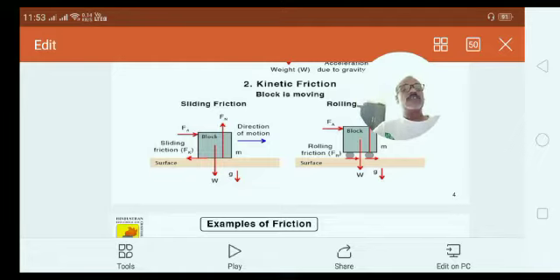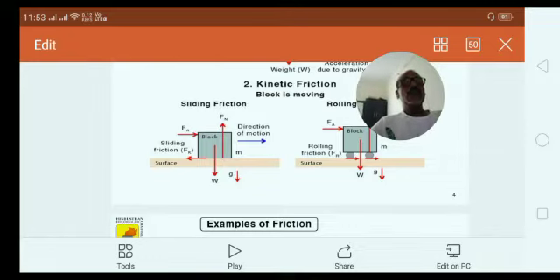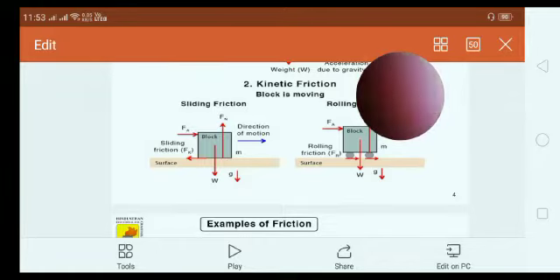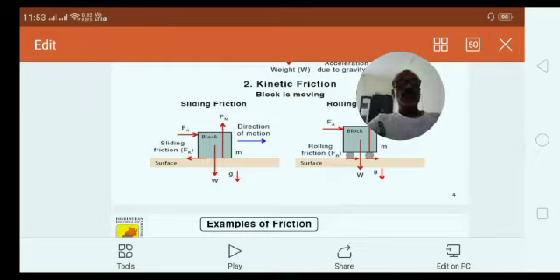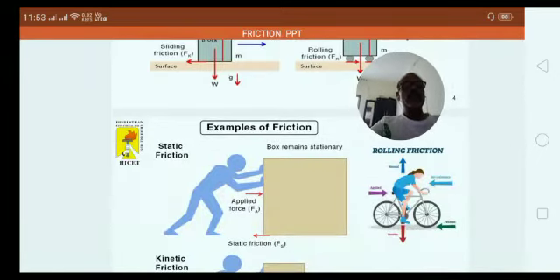Another type is rolling friction. At the bottom, the object is placed on rollers. In rolling friction, the block is rolled on the rough surface.